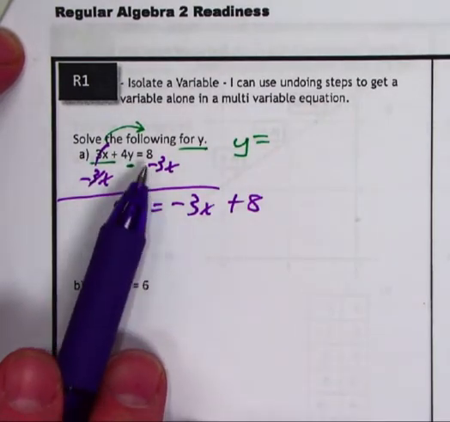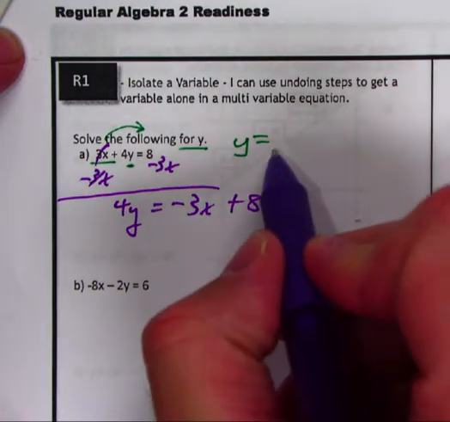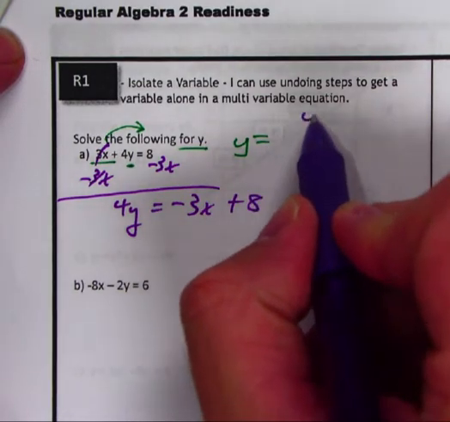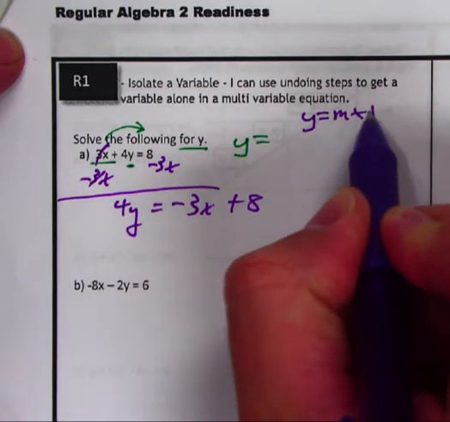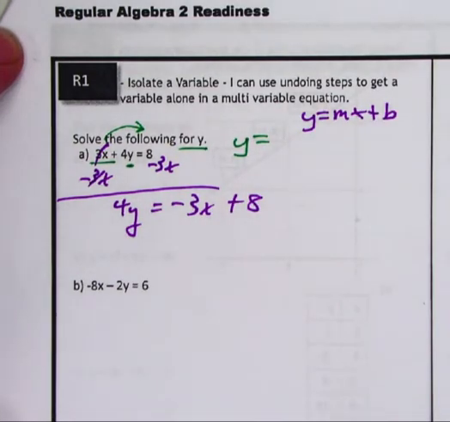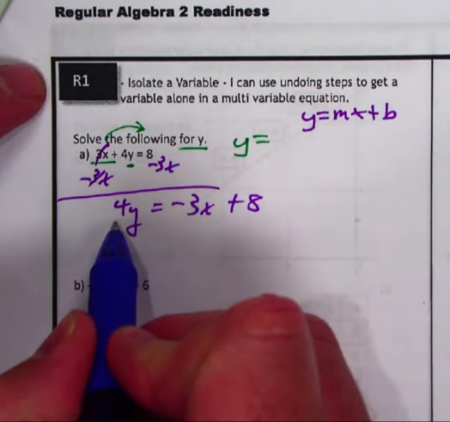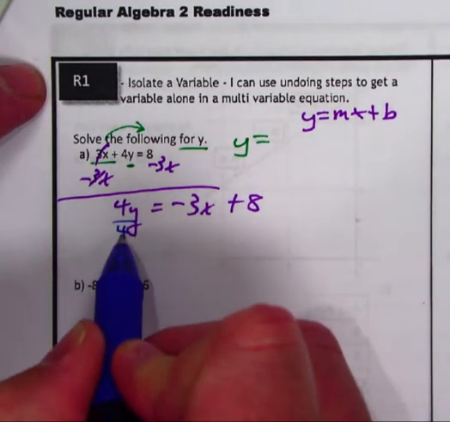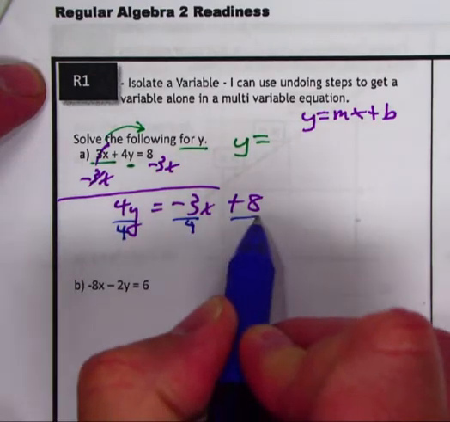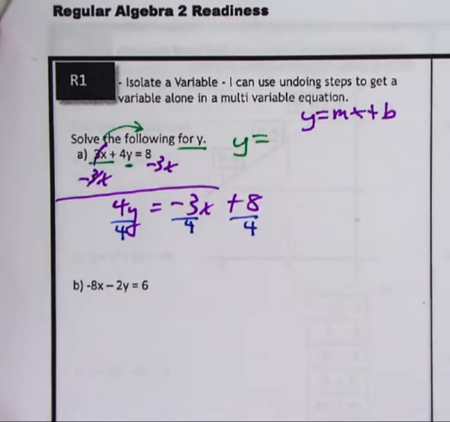Now you'll notice I switched those because it's typical to write your y equals format in what we're used to, which is y equals mx plus b kind of formatting. My next step is the key step that oftentimes people make a mistake on, is they divide everything by 4. So you divide this by 4, divide this by 4, and divide this by 4. That is the best way to do it.